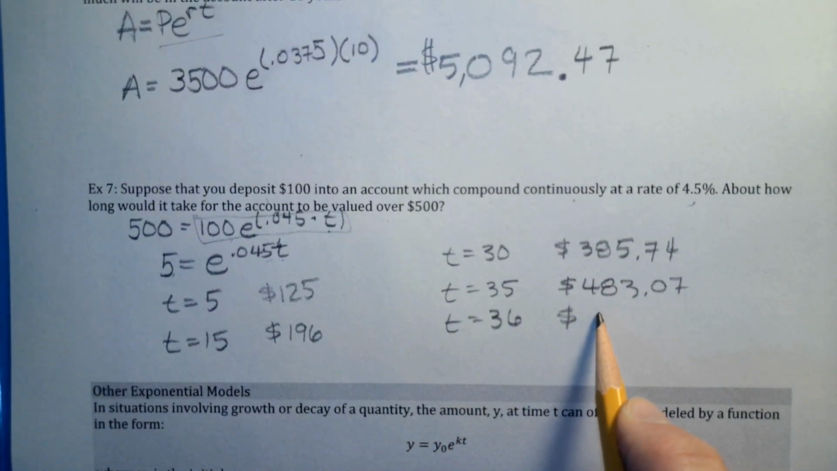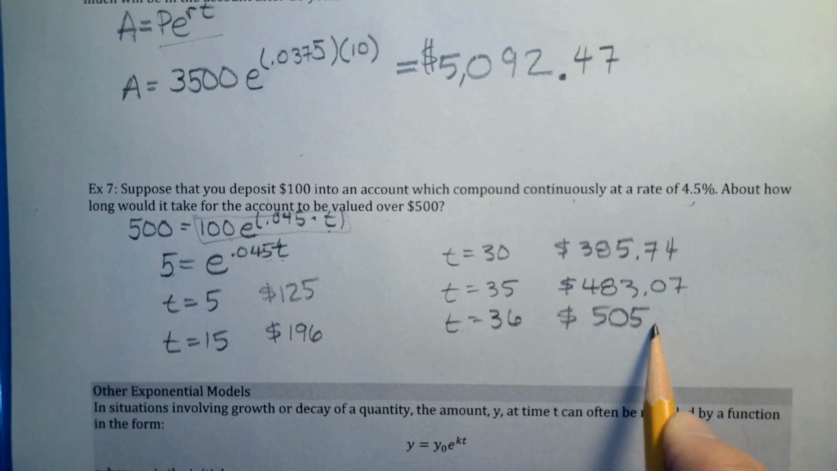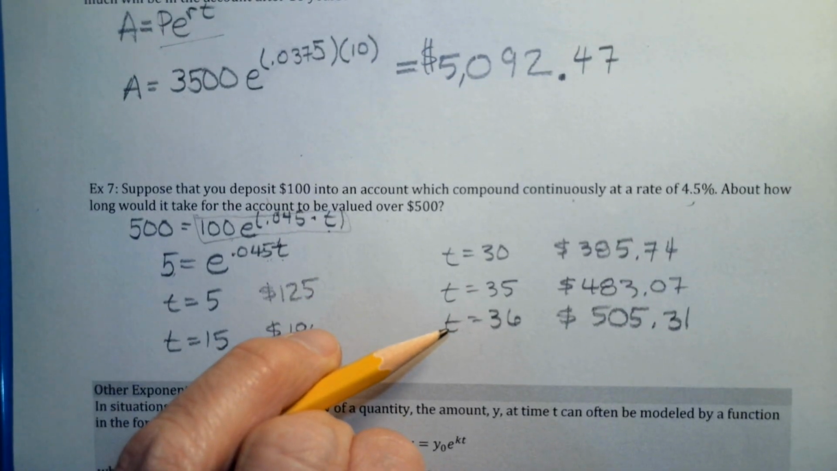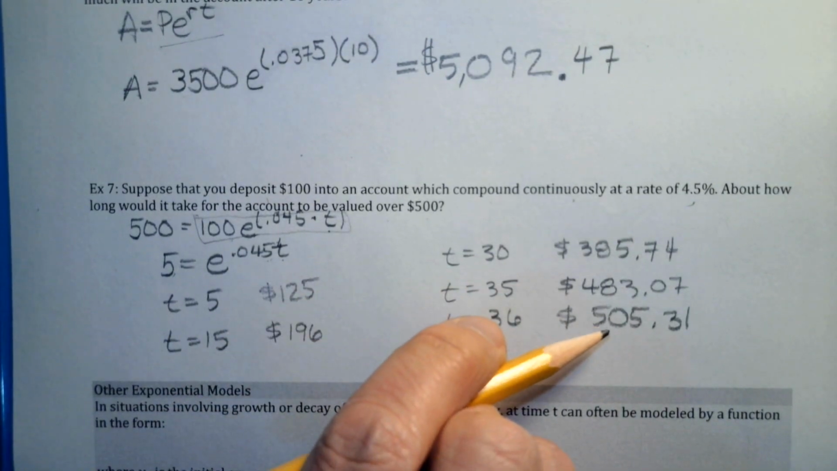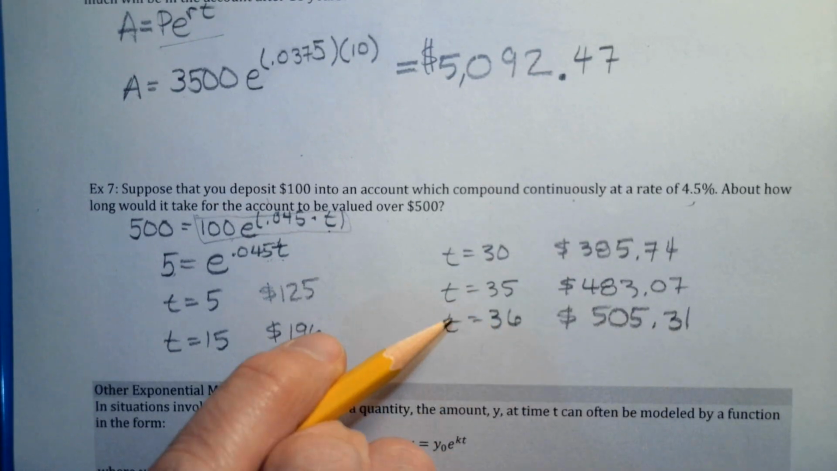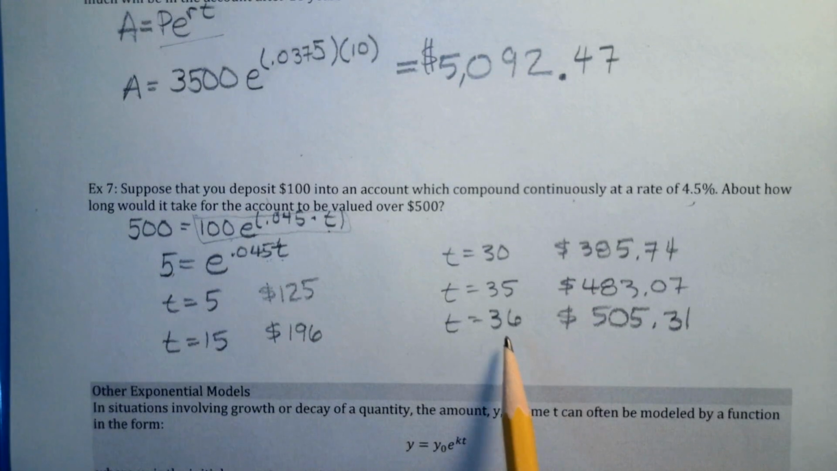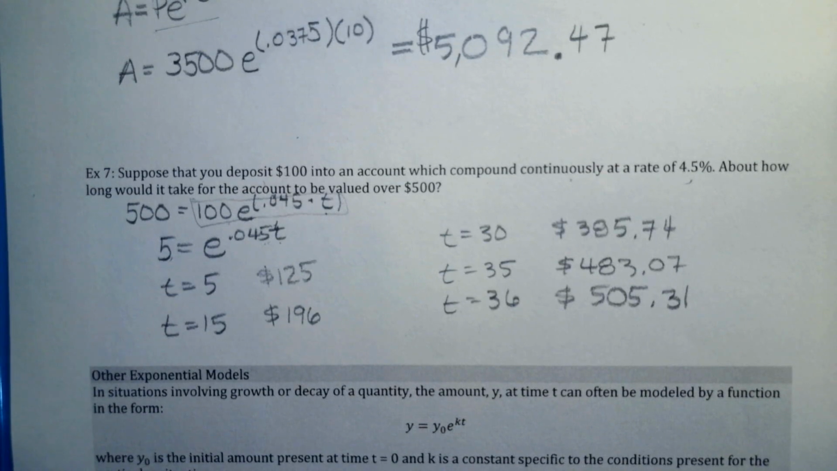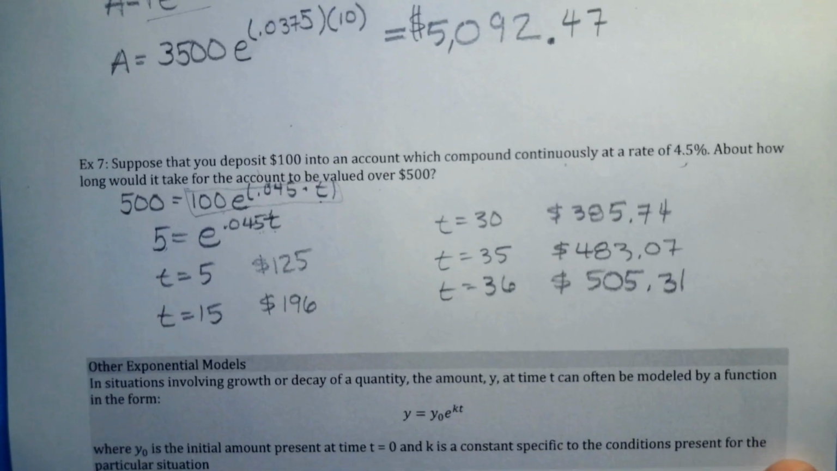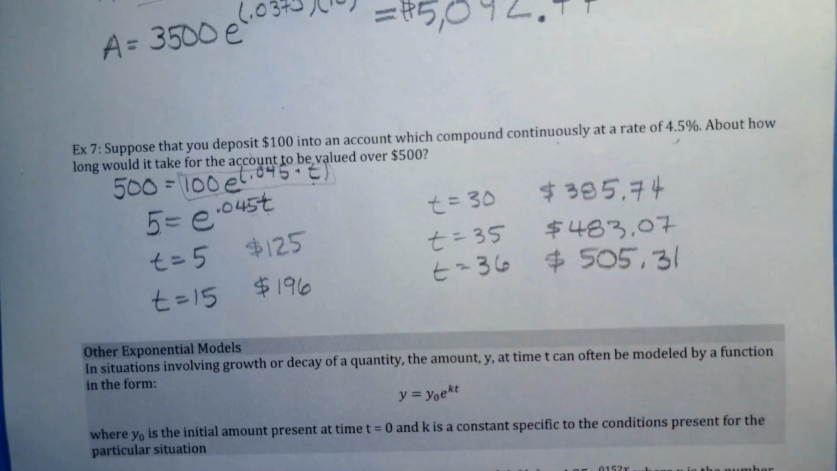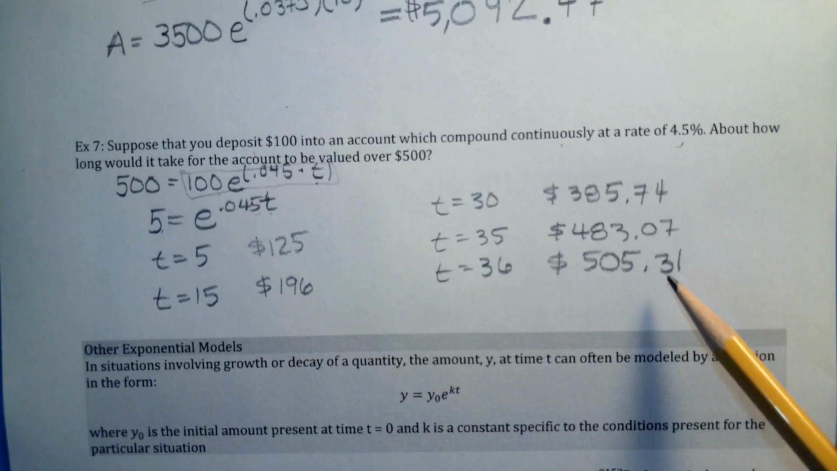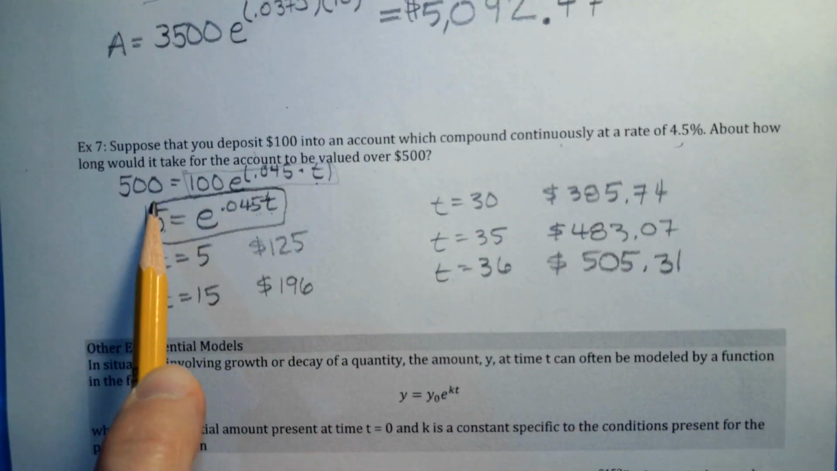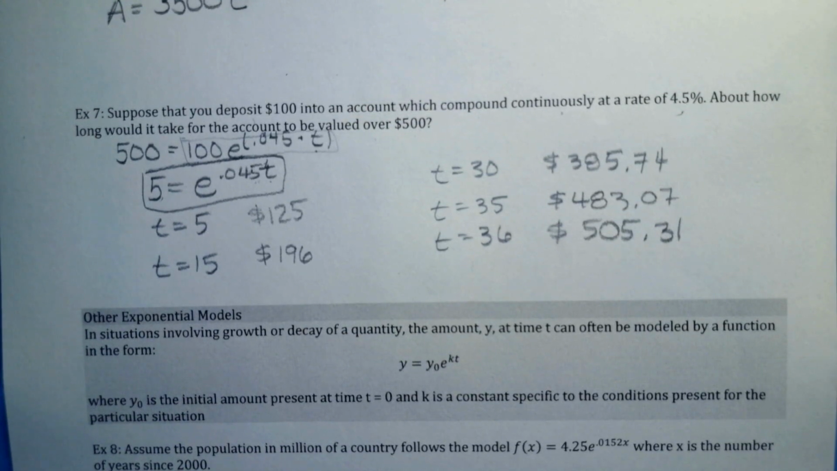So that would give us $505.31. So somewhere between 35 and 36 years, we would end up hitting this, probably a little bit closer to the end of the 35th year. So closer to 36. Still, it's certainly a valid method, but we want something more precise, exactly how much time. Somewhere between 35 and 36 years is good for now, but we're going to be able to solve this equation in later sections, when we start using logarithms.